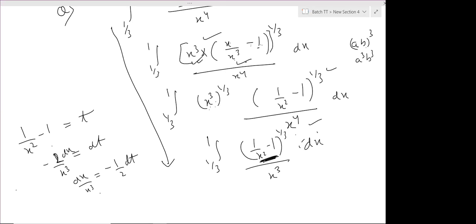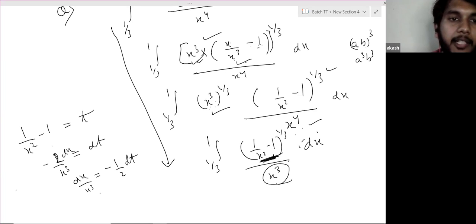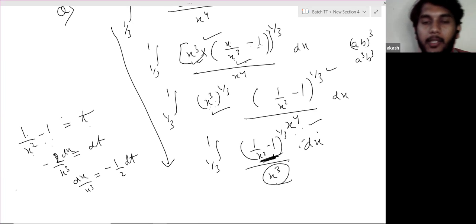So this is x and x cube, x to the 4. So x cube remains, everything remains same. Now what I did, I took the numerator as t without the powers. 1 upon x square minus 1 is t. Now we know how to do substitution. All right. So please find out the answer.